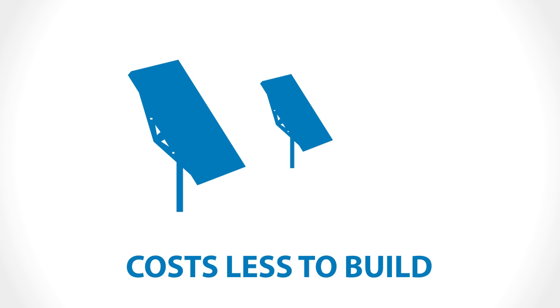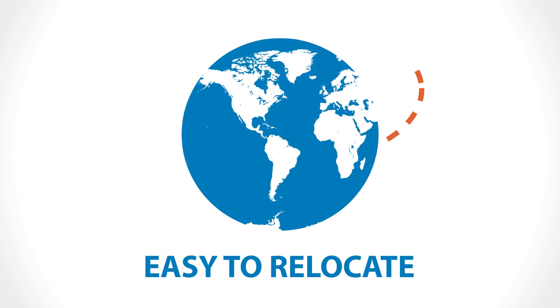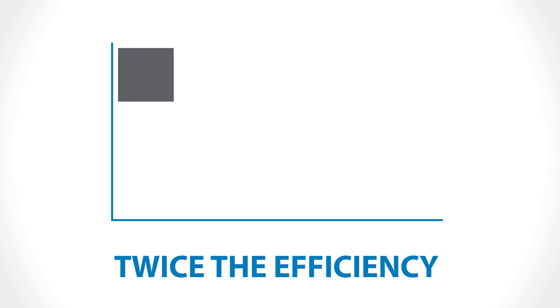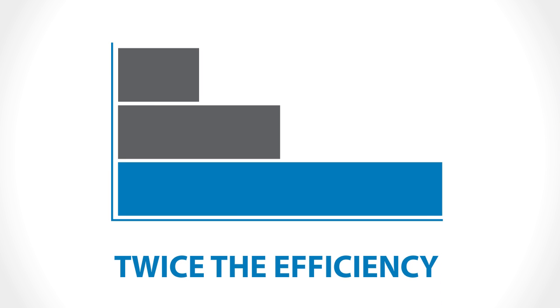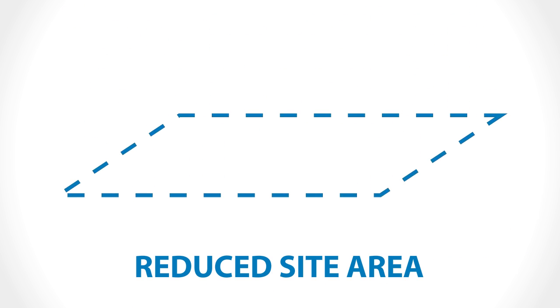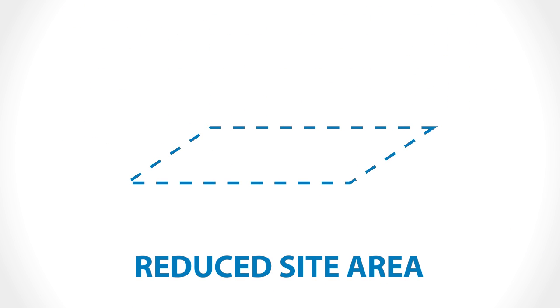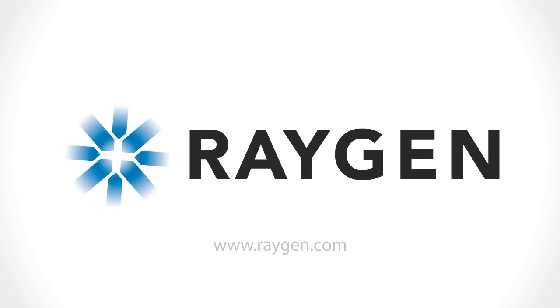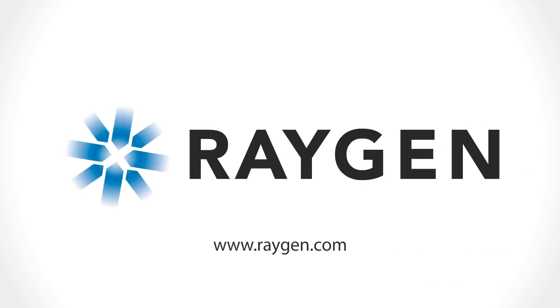RayGen system will be cheaper to build and install than comparable systems. It is fully and easily relocatable, has twice the efficiency of competitors, and reduces the site area required for a solar farm. RayGen, a breakthrough in reliable, on-demand solar power.